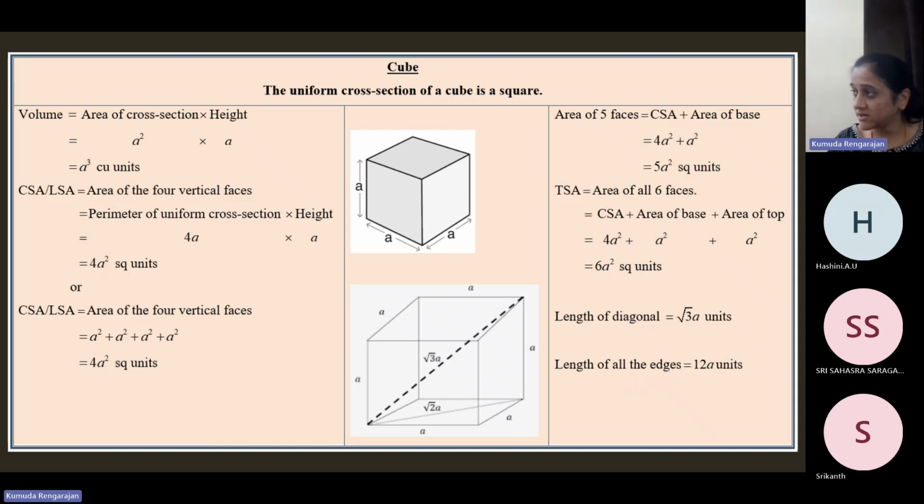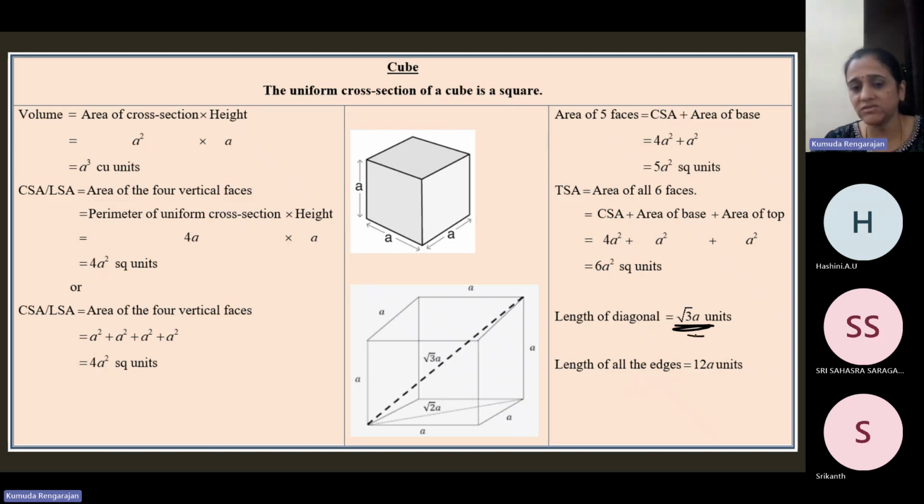The length of the diagonal or the length of the longest rod that can be placed in a cubical room is the line segment that connects any top corner to its opposite bottom corner. So the length of the diagonal is given by the formula √3 A units. This is just Pythagoras theorem. We'll do it when we take up questions.